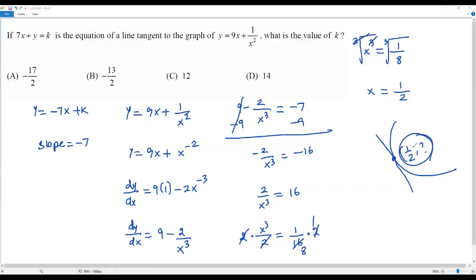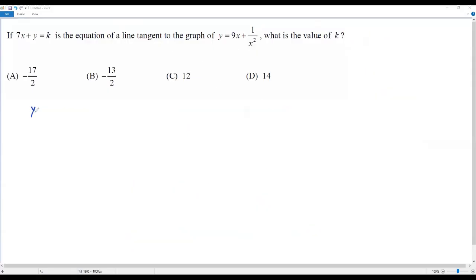Since we have the point of tangency on both the tangent line and the graph we have over here, what we can do is plug in this value 1 over 2 for x to get the y coordinate at the point of tangency. Okay, now let me erase the stuff and plug in this 1 over 2 for x over here to get the value of y.